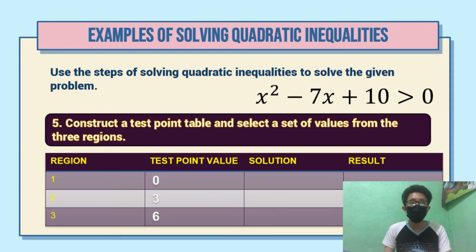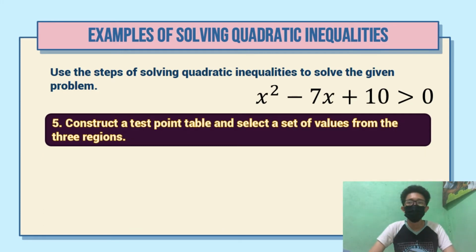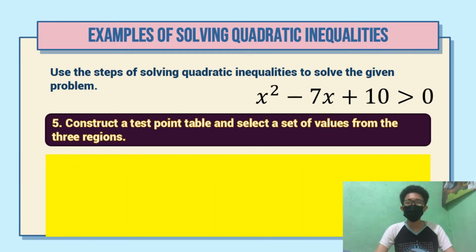So the integers in between 2 and 5 are 3 and 4, so we get 3 as a test point value. We will now substitute the test point values into the given quadratic inequality x squared minus 7x plus 10 is greater than 0. First up, we have x is equal to 0.